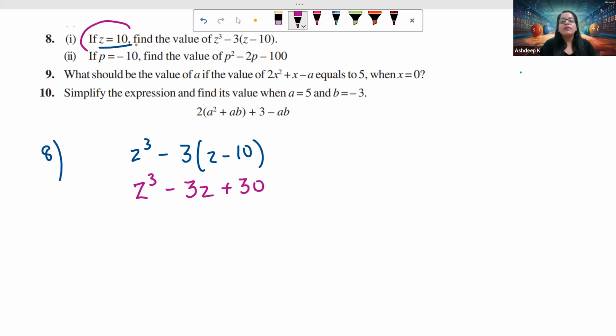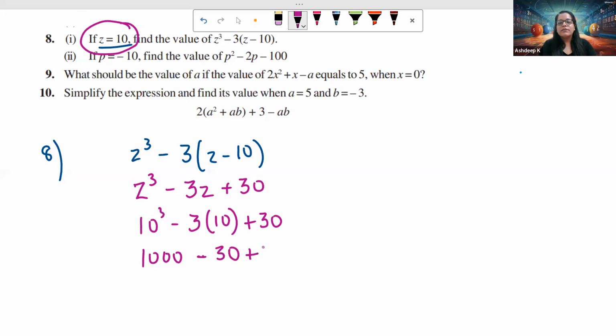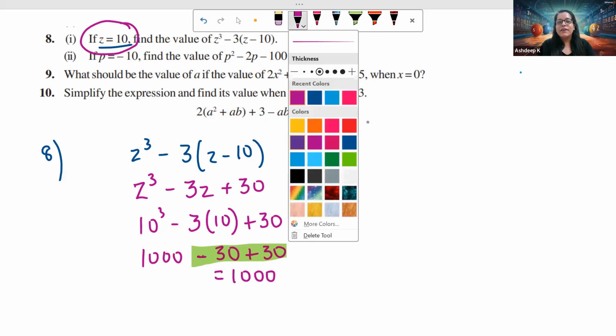Now we'll quickly put the value of z as 10. So 10 cube minus 3 into 10 plus 30. 10 cube is nothing but 10 into 10, 100, 100 into 10, that is 1000, minus 30 and plus 30. Here we can simply see that minus 30 and plus 30 would become 0. So we get our answer, that would be equal to 1000, right? I hope that's clear to every one of you.